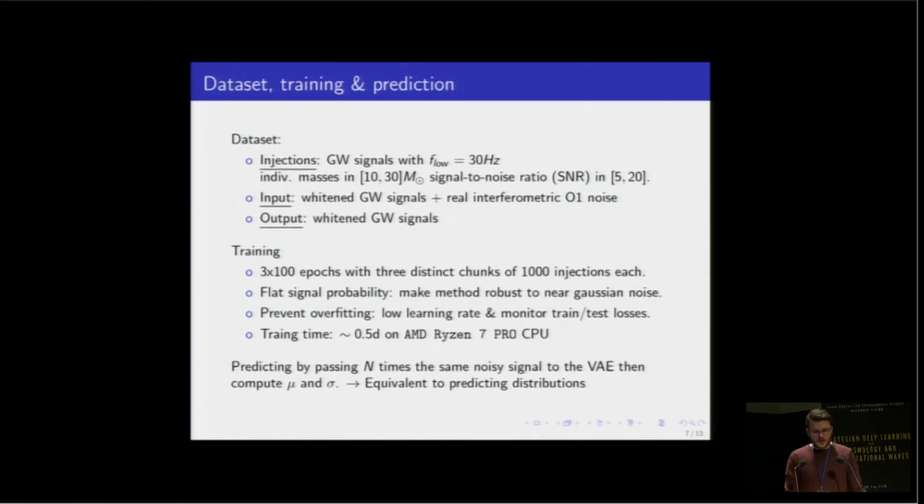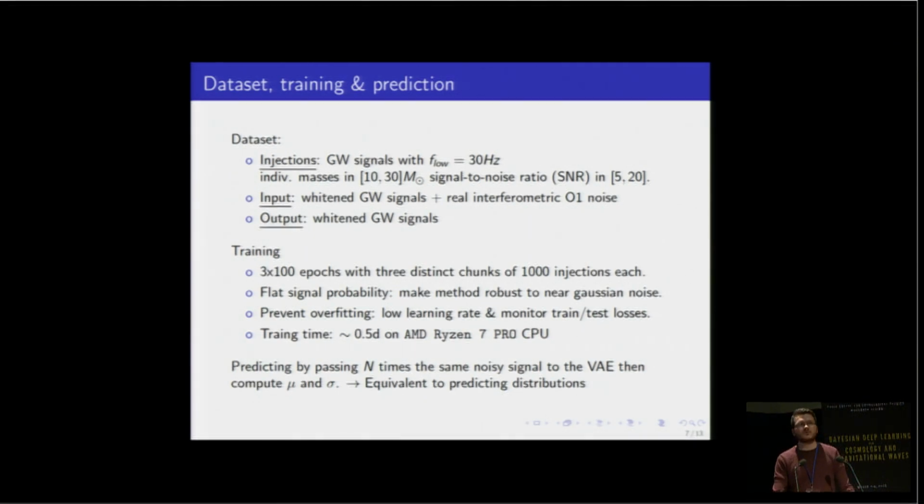As stressed before, the input of our VAE is a corrupted version of the gravitational wave signal: the white-tone gravitational wave signal plus real O1 noise, and we try to recover the white-tone gravitational wave signal.